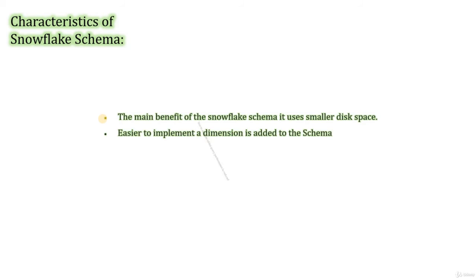What is the third reason? Due to multiple tables, query performance is reduced. Since you have multiple tables, the queries will have to execute with join conditions. The performance is obviously reduced compared to star schema.